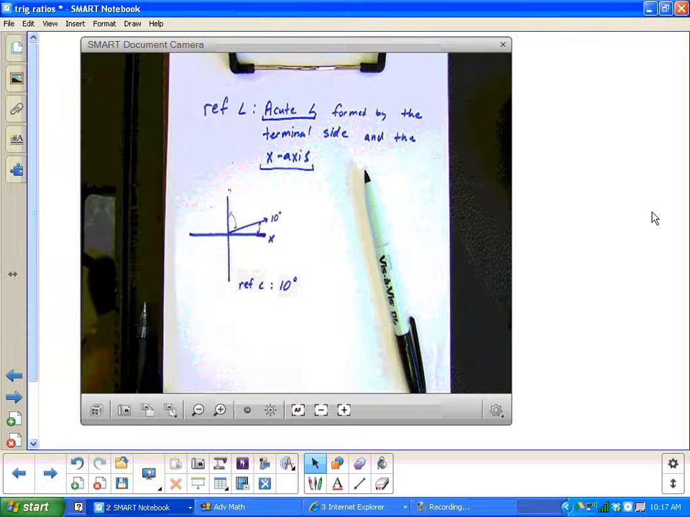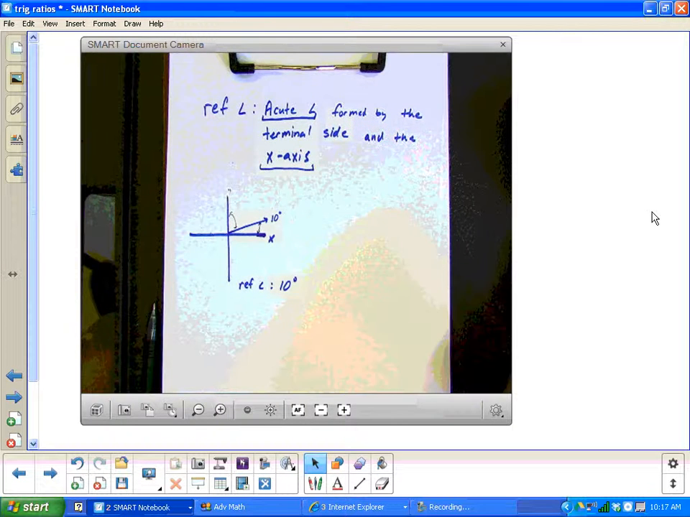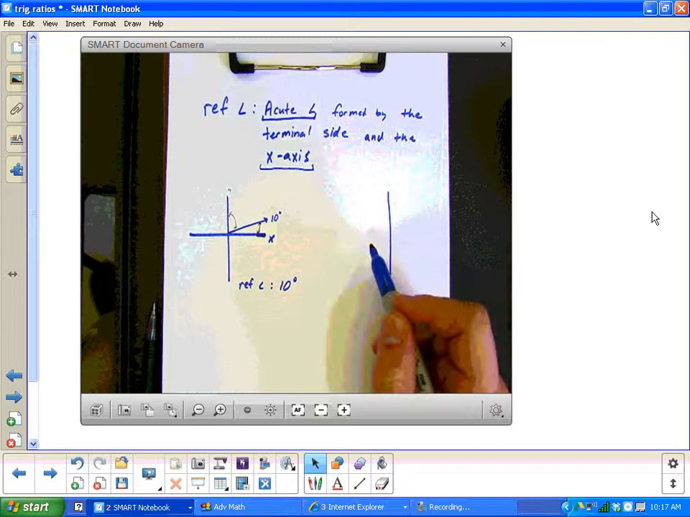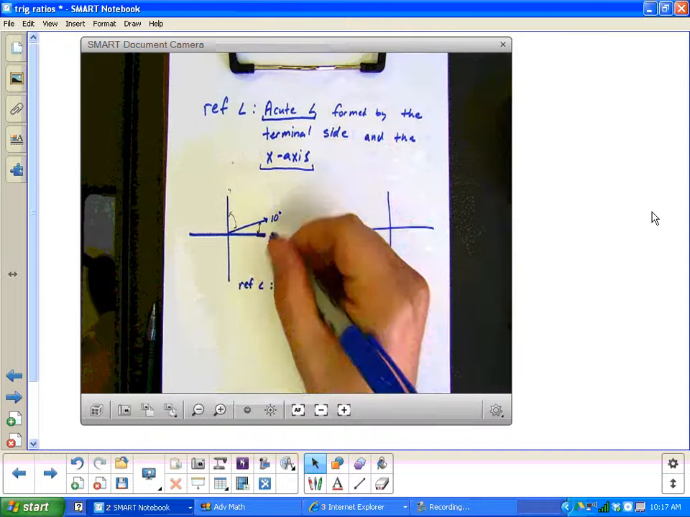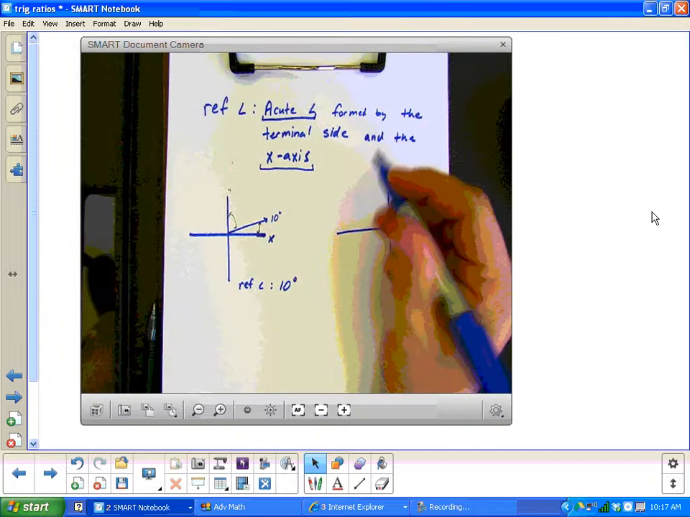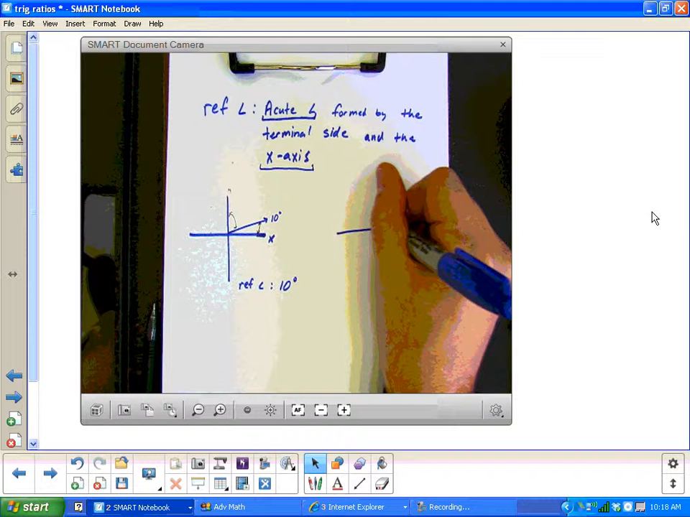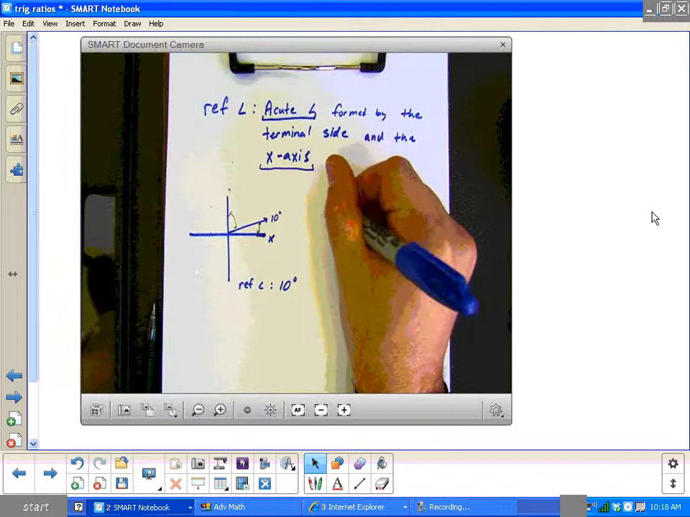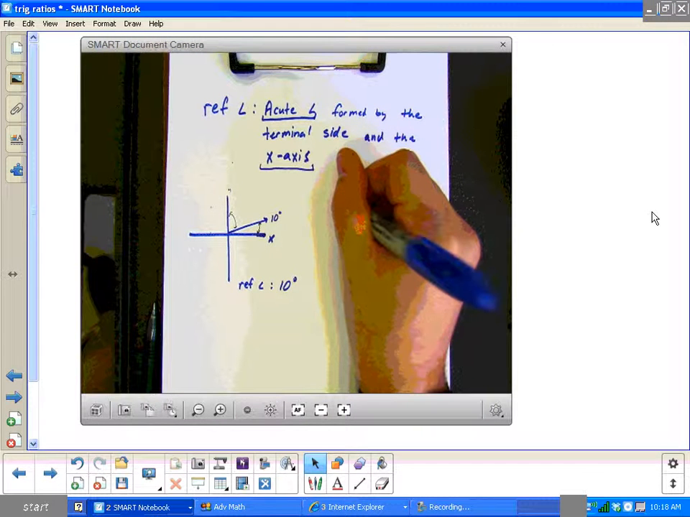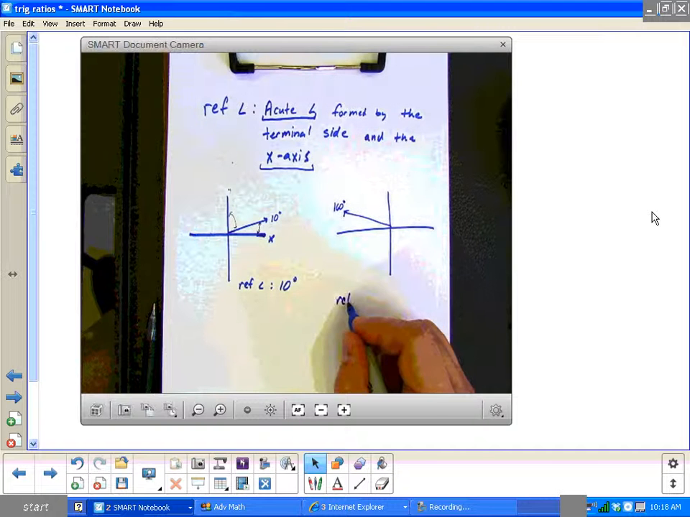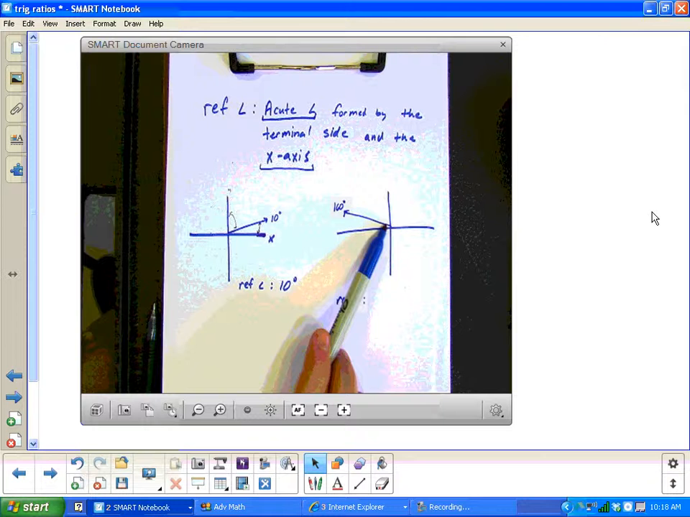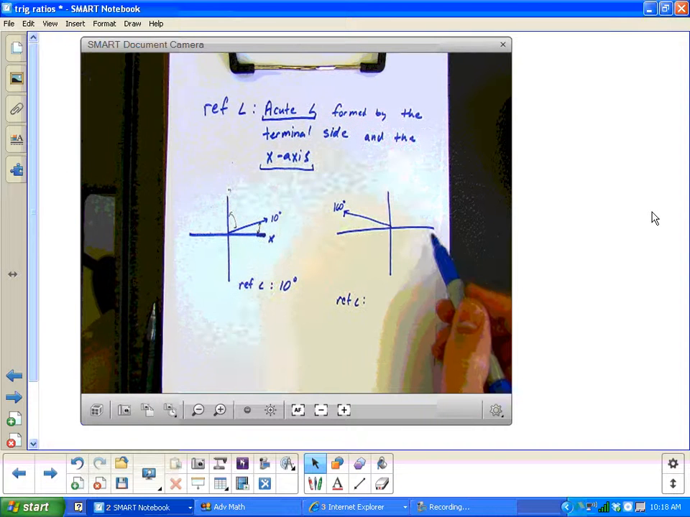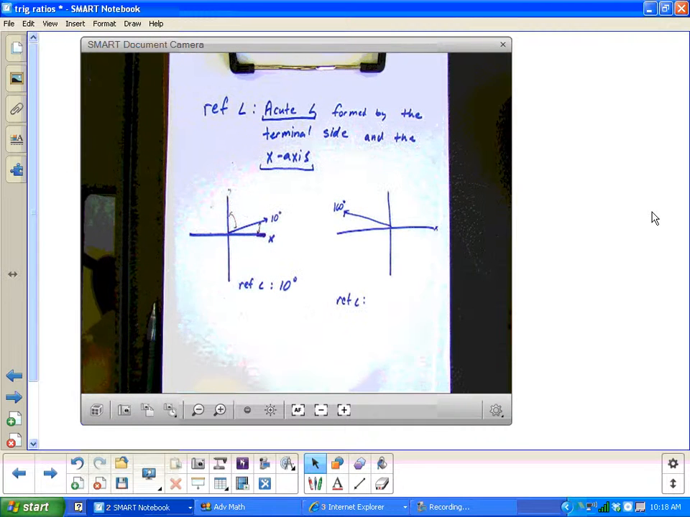Now, let's do one in the second quadrant. Alright, 160. That'd be a good one. I always like to do my angles as multiples of 10 because they're easy to do in your head. Alright, so 160. Let's find the reference angle. Now, again, it's the acute angle formed by the terminal side and the x-axis.